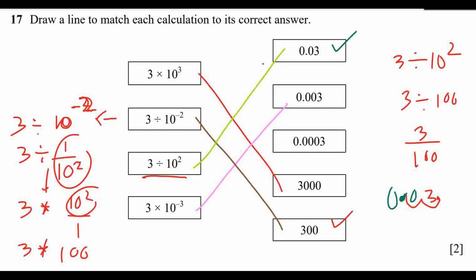0.03. Next, 3 times 10 to the power of negative 3. So let me erase this one first.